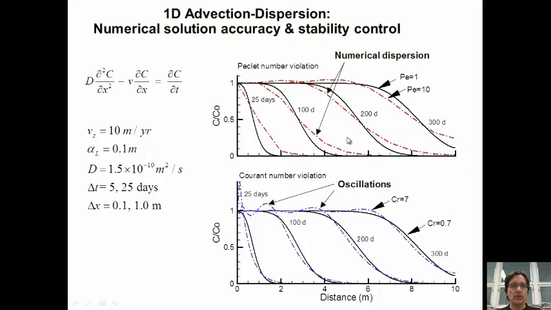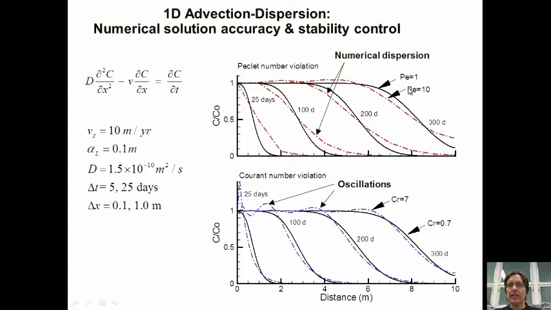Here's just two examples. This first example is if we violate the Peclet number criterion. Here in black, we have a case where the Peclet number is 1, so this satisfies our criterion. Here's just an effective dispersive 1D system. We have these fronts at different times, 100 days, 200 days, and 300 days. We have a nice profile, a nice advective dispersive front.